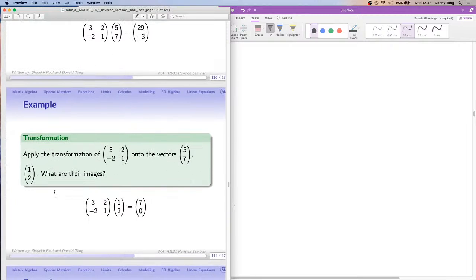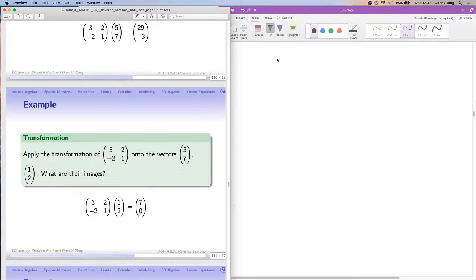Now we're also going to do it on (1, 2). If we do the calculation, 1 times 3 is 3, plus 4 is going to be 7. And then 1 times -2 is -2, plus 2 is 0. So that's pretty much it for the images of your transformation.